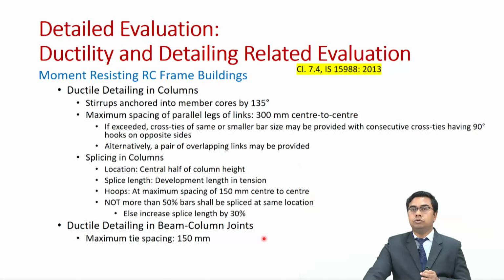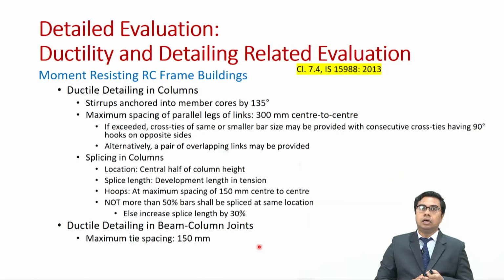Then, related to beam column joints, the maximum tie spacing can be 150 millimeters. Now if these conditions are satisfied, we say that the building is safe from the perspective of ductile detailing in columns and beam column joints. If any of these conditions is not met, we say that the building has deficiency in relation to the ductile detailing of columns and beam column joints.